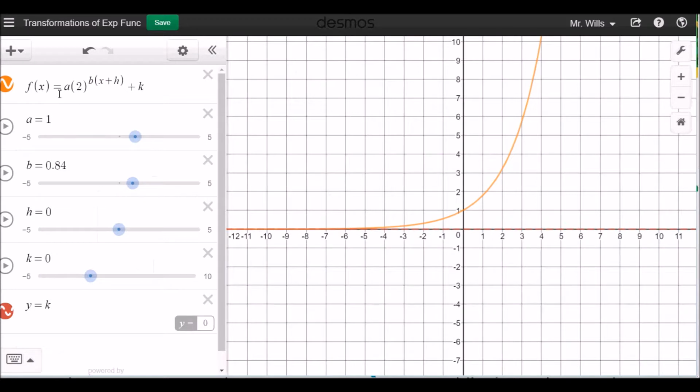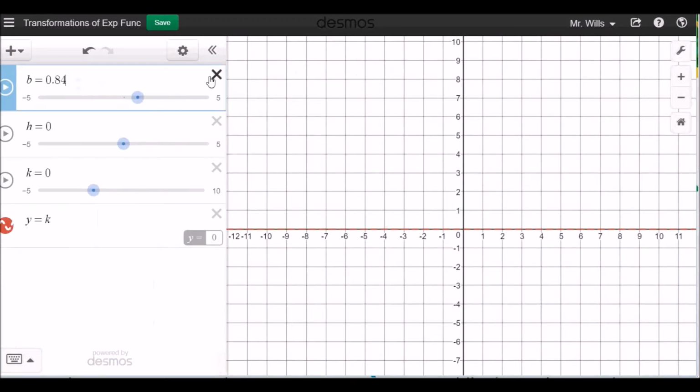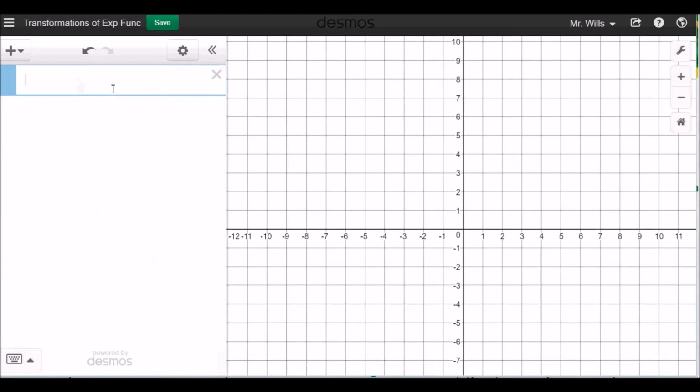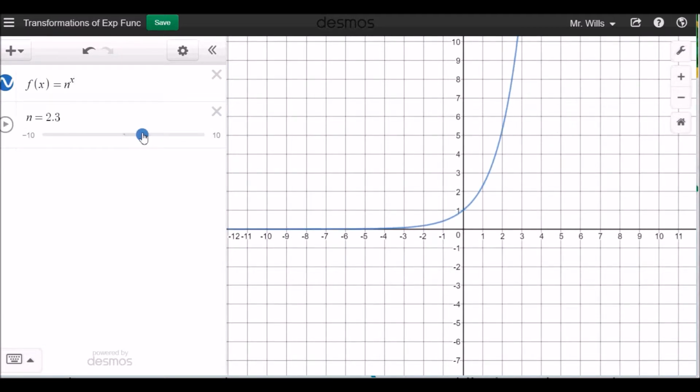Well, if I go over here, I'm going to get rid of all of these, and I'm going to say f of x is equal to n to the exponent x. I can use a slider for n. You can see that when n is positive, all the big values are on the right side. So that's why we're going to use 0, 1, and 2. When n is between 0 and 1, we can see all the big values on the left. So that's why we're going to use -2, -1, and 0.